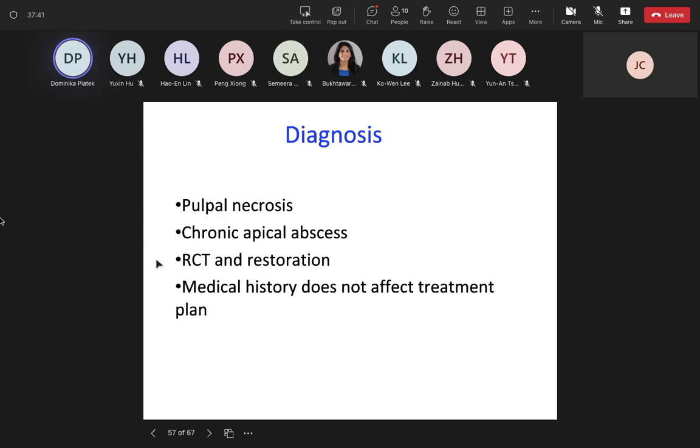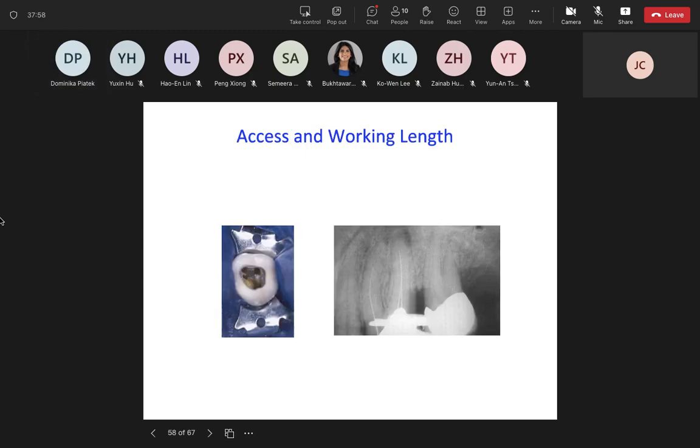So what will be necessary in that case? It will be root canal treatment and restoration. The patient's medical history does not affect the treatment plan, so this plan can be done. We have here access and working length. First checking access and working length.